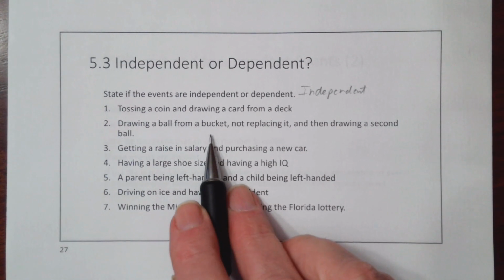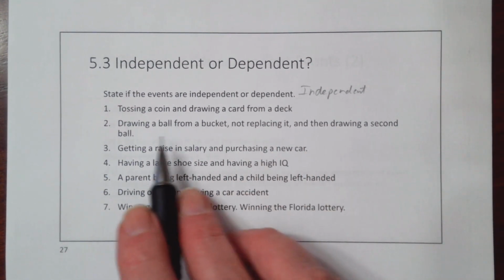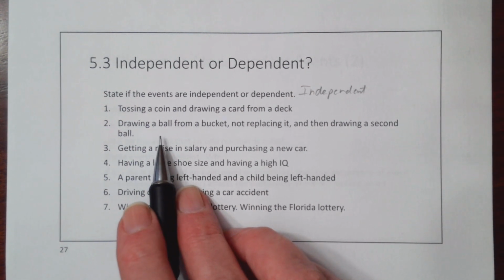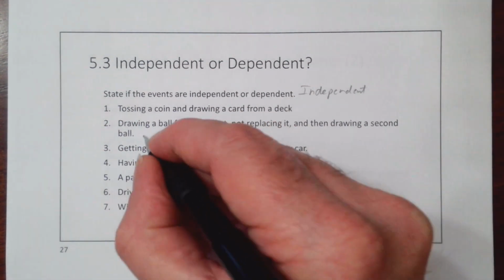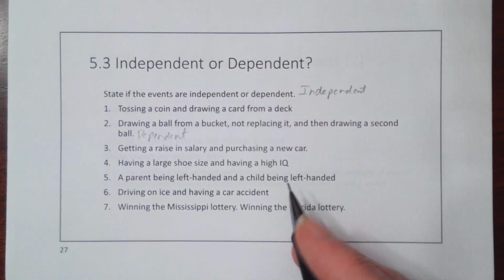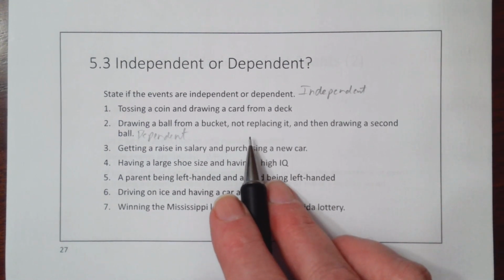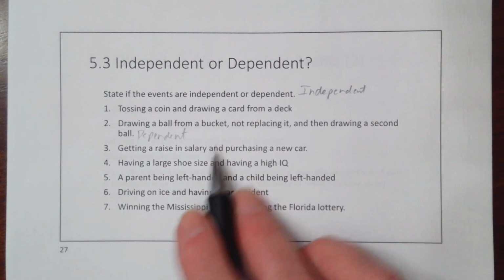Drawing a ball from a bucket, not replacing it, and then drawing a second ball. So these would be dependent. Because if you think about it, the first time you draw from the bucket, let's say you have 20 balls, but by not replacing it, when you draw the second time, you only have 19 to choose from, and so your denominator is going to change for that probability. So here you do have dependence.